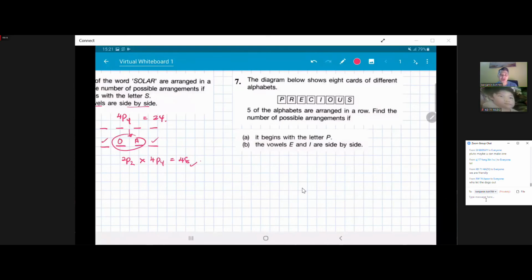So you've got 8 cards. You've got 8 cards. You understand or not? You've got 8 cards, but this says here you're only going to arrange 5. That means you have 5 only.